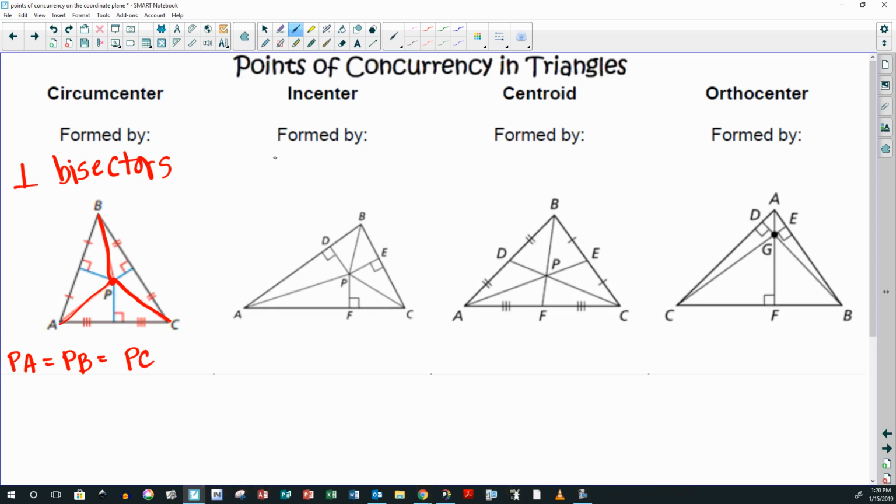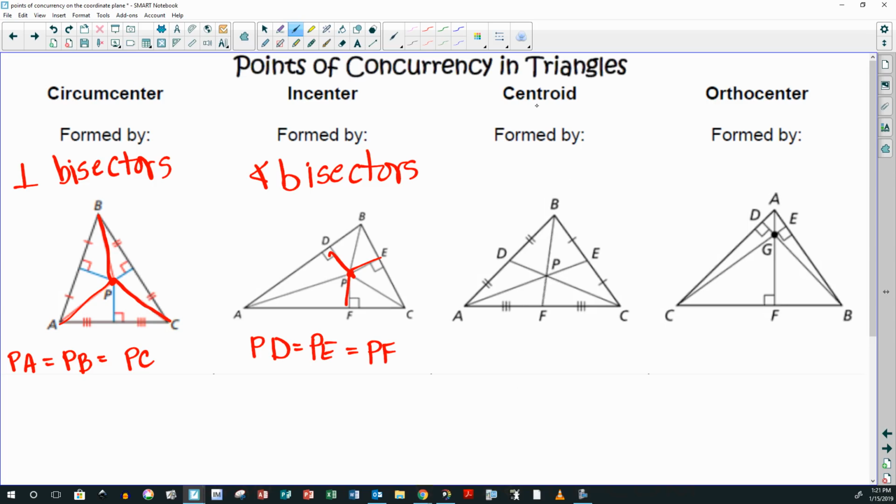The incenter is formed by your angle bisectors. And once you have drawn your angle bisectors and have found the incenter, then the perpendicular distance to each side is equal to each other. So PD is equal to PE, which is equal to PF.